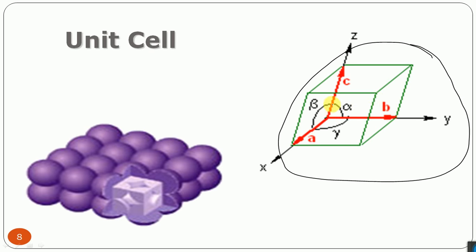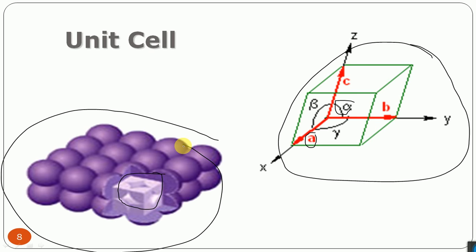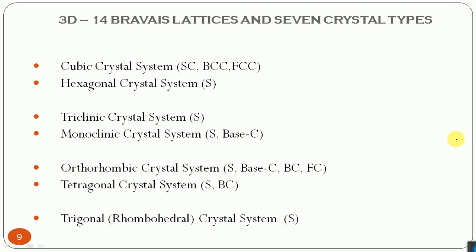Here, the crystallographic axes A, B, C are aligned to each other by angles alpha, beta, gamma. The values of A, B, C and alpha, beta, gamma give you the different Bravais lattices and different types of crystal systems. Look here. This is your crystal unit cell, and its repetition in different forms gives you a complete three-dimensional crystal structure. So we have 14 Bravais lattices in three dimensions.